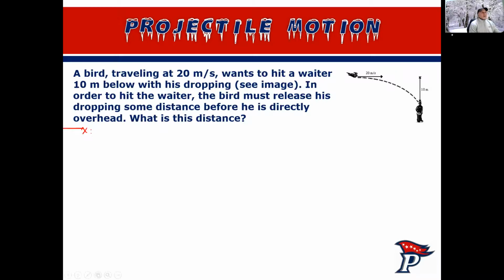All right, you know what? When I use annotation, it doesn't do this. So I'm going to use annotation. All right, so for the X direction, what do we know? Well, we know that the bird is traveling at 20 meters per second.